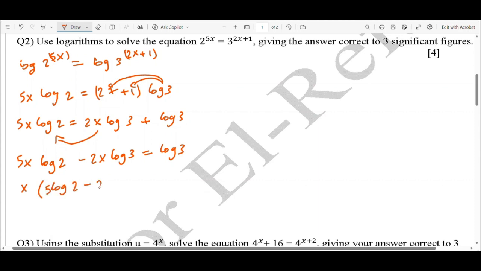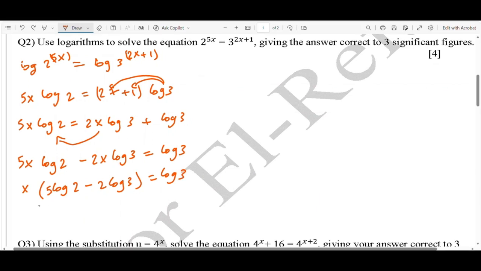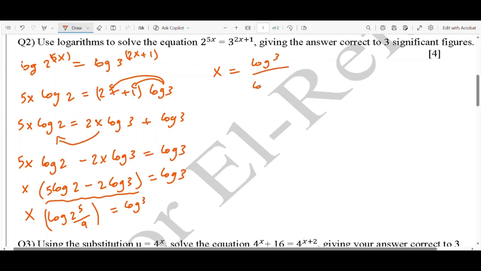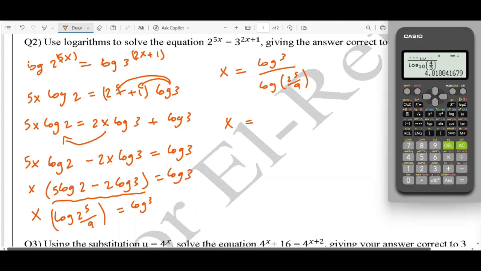You can combine these two terms by writing x times log 2 to the power 5 over 9 equals log 3. So x equals log 3 divided by log 2 to the power 5 over 9. X equals, to 3 significant figures.